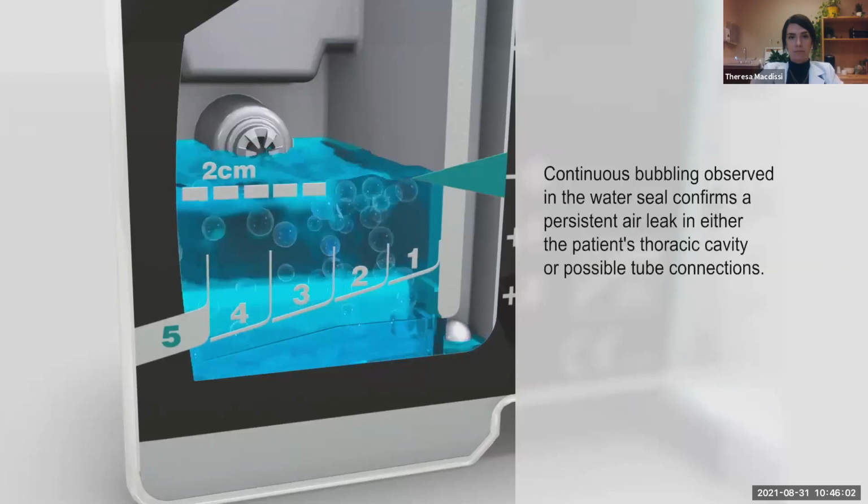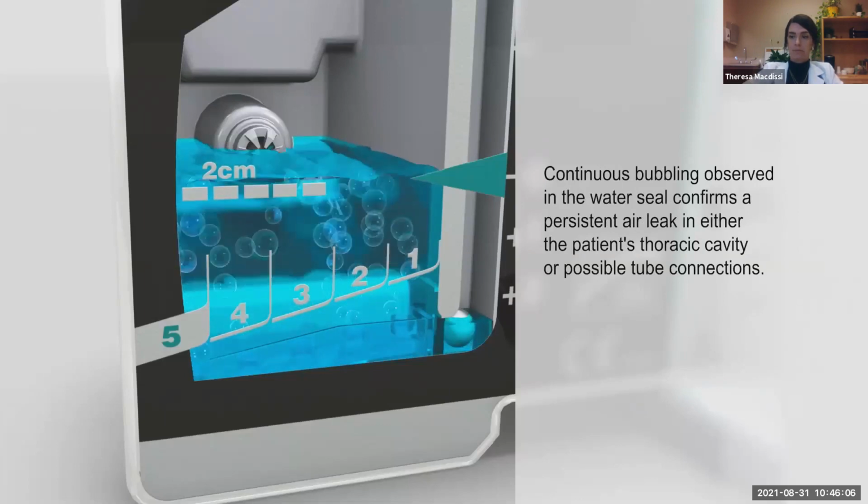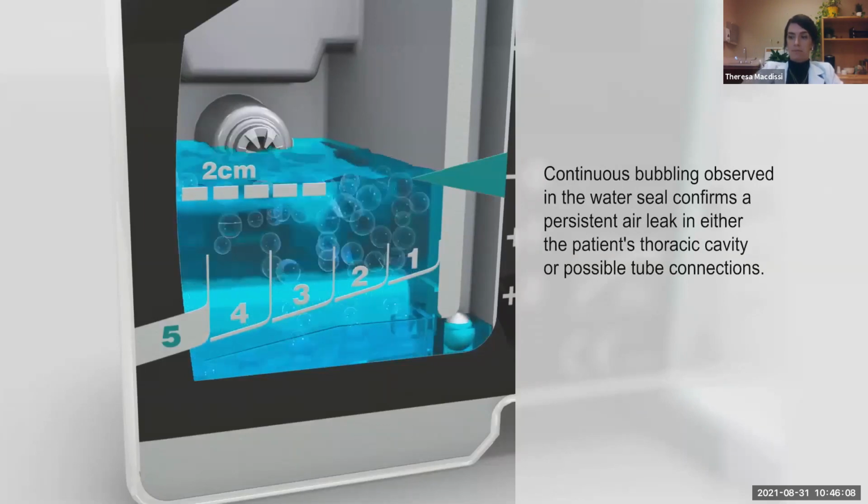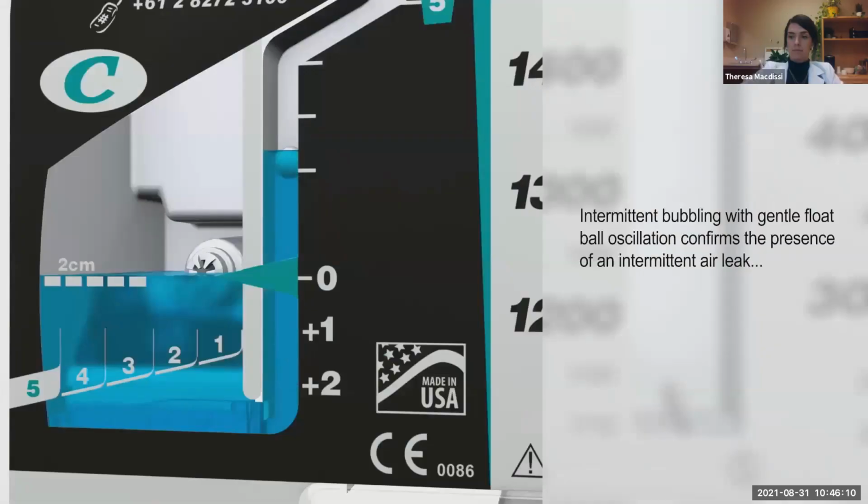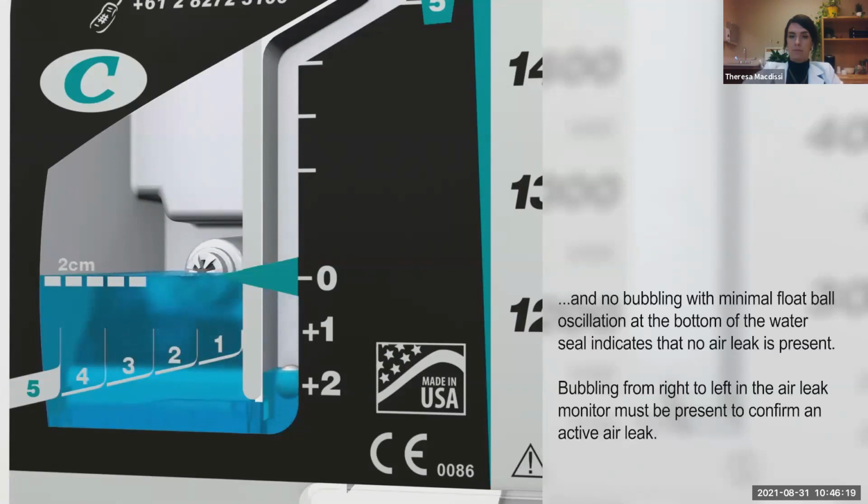Continuous bubbling observed in the water seal confirms a persistent air leak in either the patient's thoracic cavity or possible tube connections. Intermittent bubbling with gentle float ball oscillation confirms the presence of an intermittent air leak. And no bubbling with minimal float ball oscillation at the bottom of the water seal indicates that no air leak is present. Bubbling from right to left in the air leak monitor must be present to confirm an active air leak.